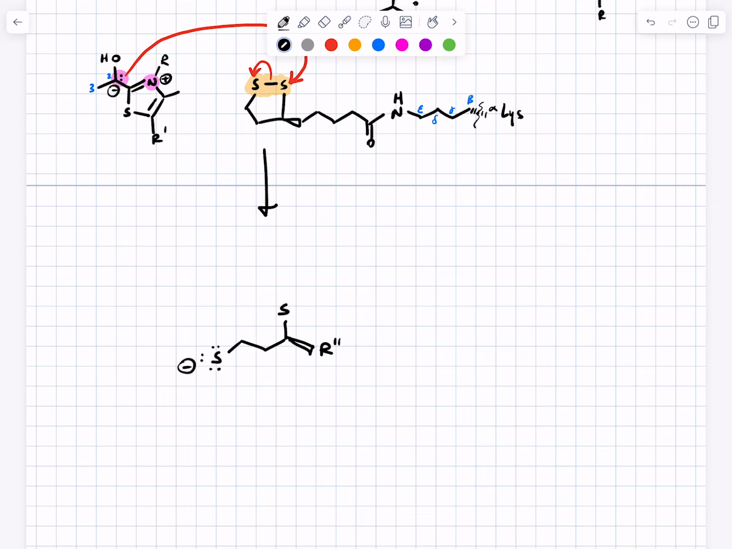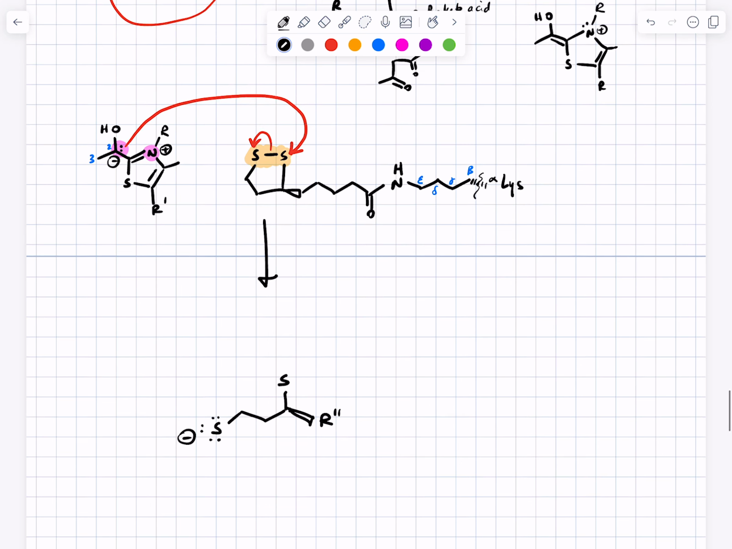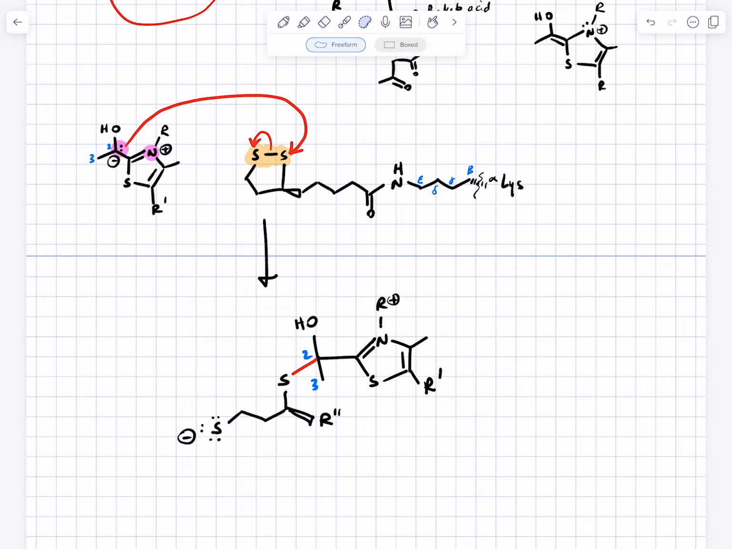For now, we can leave this sulfur negatively charged. It could pick up a proton from solvent. We won't really worry about it. Here is the new bond to carbon 2, blue carbon 2 that we just made. Here is the methyl group that's carbon 3. And then over here is still the TPP group. And that positive formal charge should be on the nitrogen.